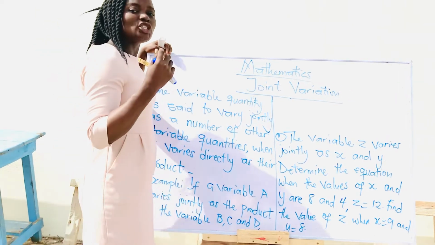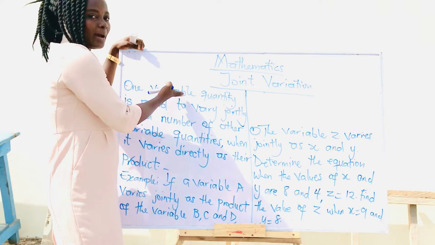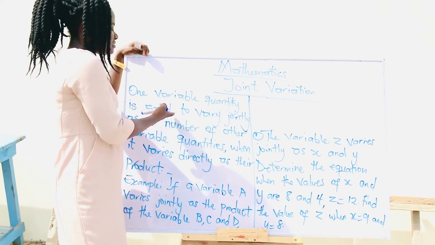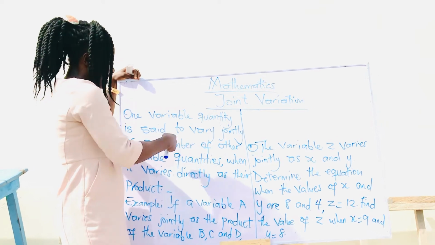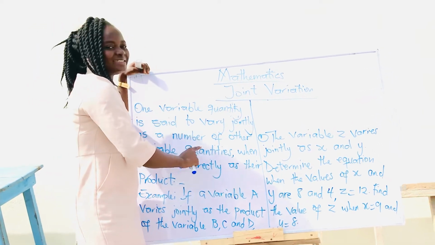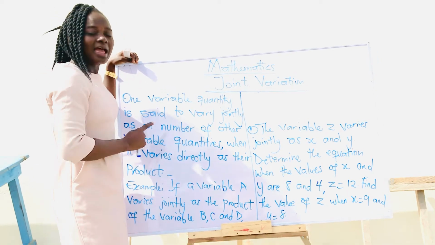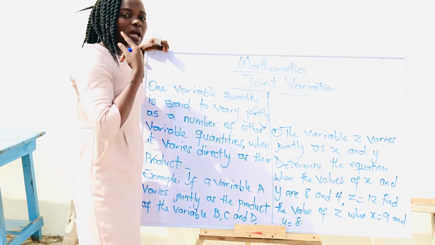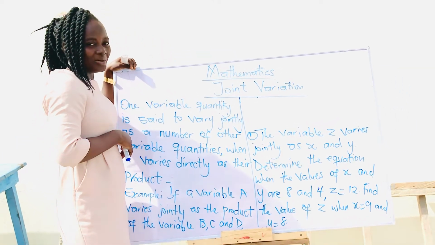When you talk about joint variation, one variable quantity is said to vary jointly as a number of other variable quantities when it varies directly as their product. And I believe you understand it when I talk about product. That is the multiplication of the variables.